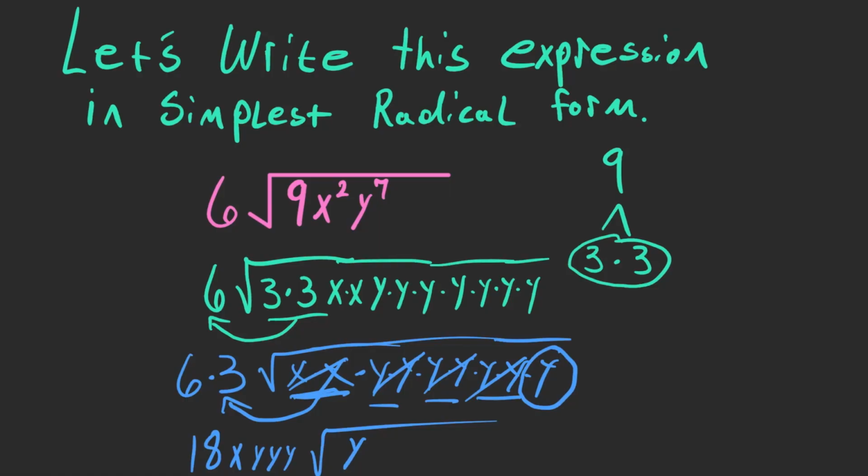Okay, so now for my final answer I need to go ahead and multiply everything on the outside. So I already did my 6 times 3. I'm going to rewrite this as 18x y to the 3rd, because I have 3 y's being multiplied by each other on the outside, on the square root of y. And this is my final answer.